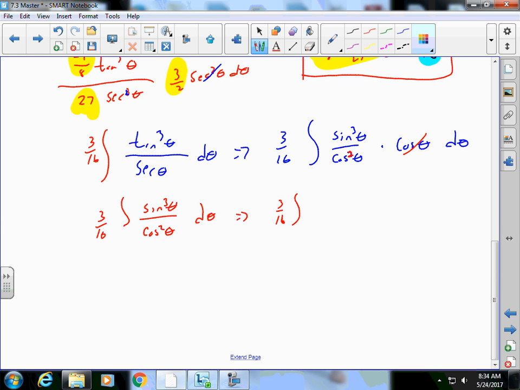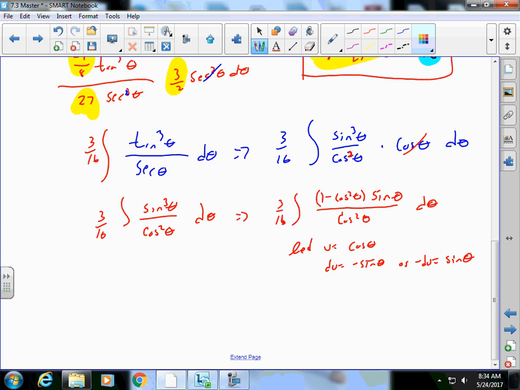This is 3/16. Instead of sine cubed, it's a sine squared. I'm going to write it as 1 minus cosine squared theta. Right, that's my sine squared theta. There's my sine theta. Give me the sine cubed that I need in the numerator. Cosine squared theta d theta. I can say let u equal cosine theta. du is equal to minus sine theta, or minus du is equal to sine theta.